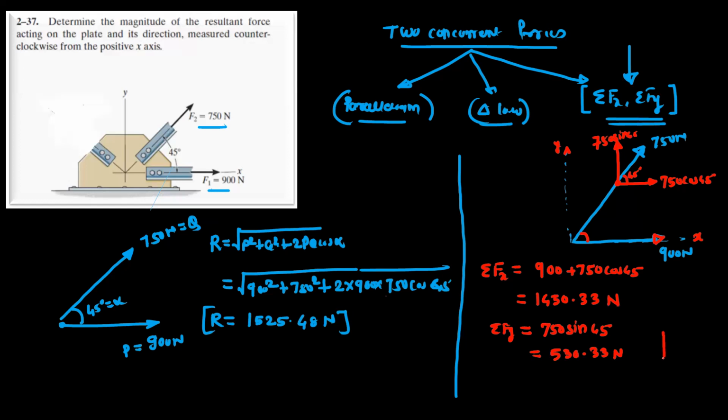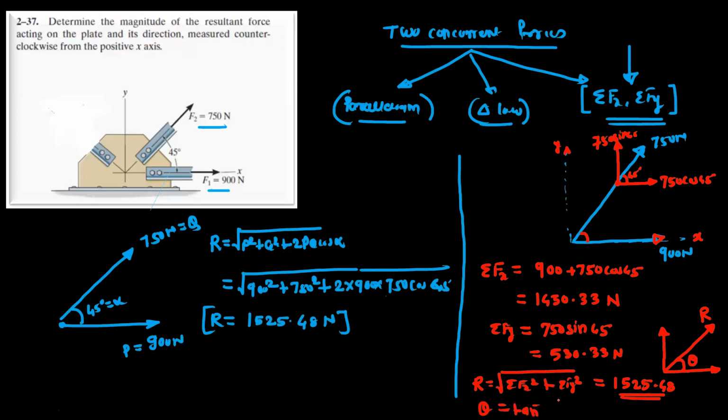Okay. If you observe the sign of summation Fx and summation Fy, both are positive. So the resultant will lie in the first quadrant. So this is the R and this is the angle theta for the resultant. Now get the resultant by the equation square root of summation Fx square plus summation Fy square. So you will get the same answer, which is 1525.48. And theta you can find out by using the formula tan inverse of summation Fy upon summation Fx. Just calculate this value.